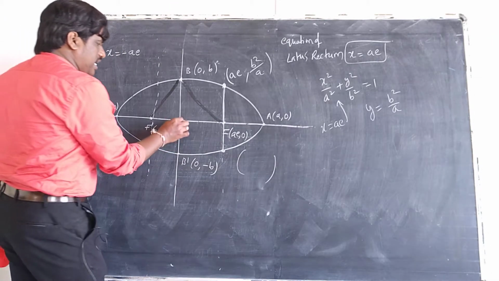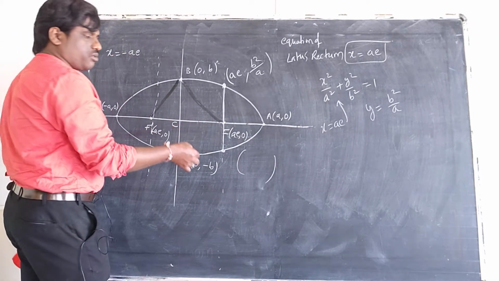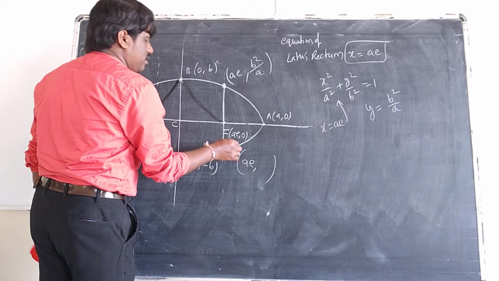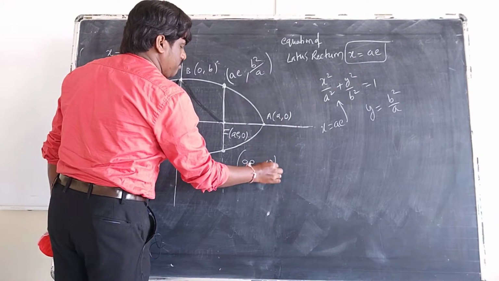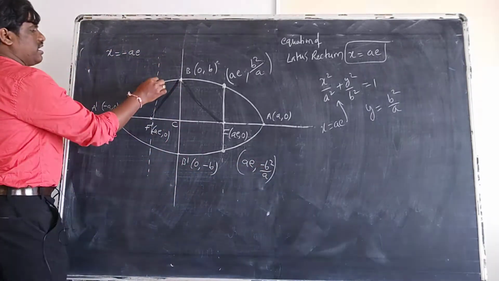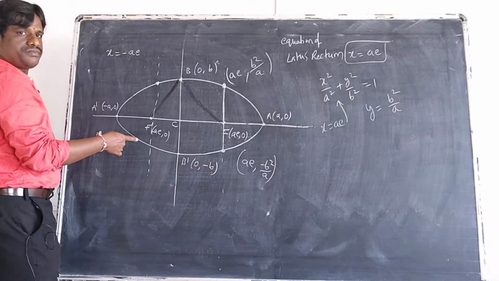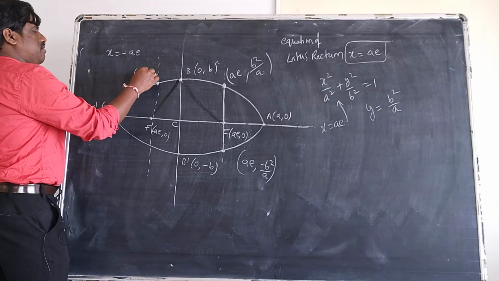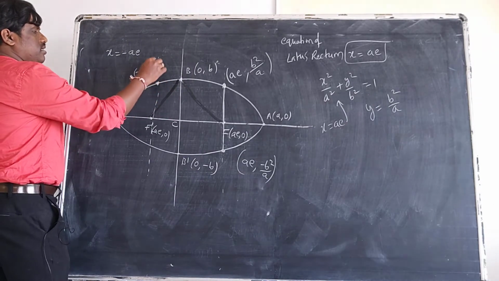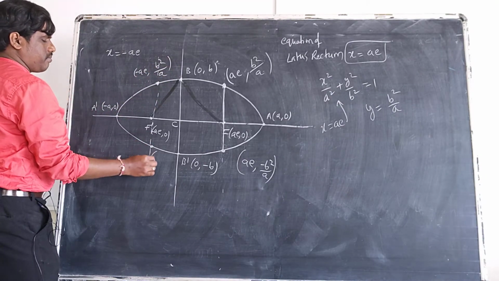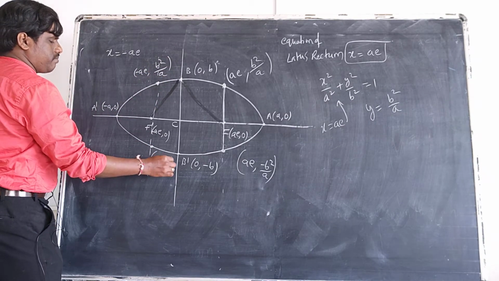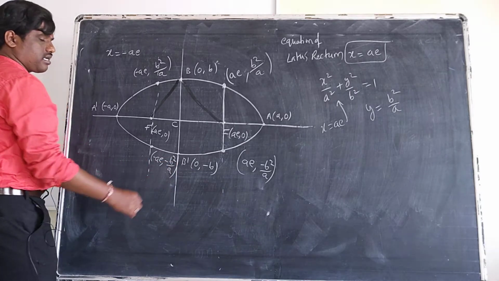This x is positive, x is not negative. So (a, y) will be negative down, so (a, minus b square by a). Now tell me, here x will be what? Minus a comma, tell me quickly, b square by a. And here it is minus a comma minus b square by a, correct?